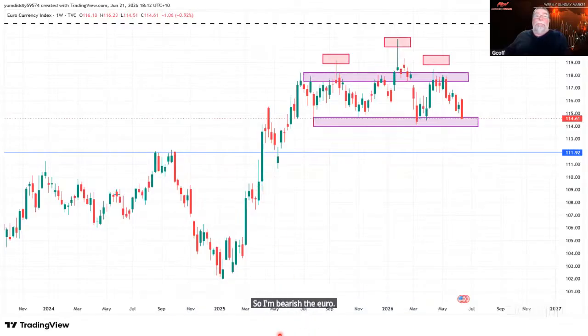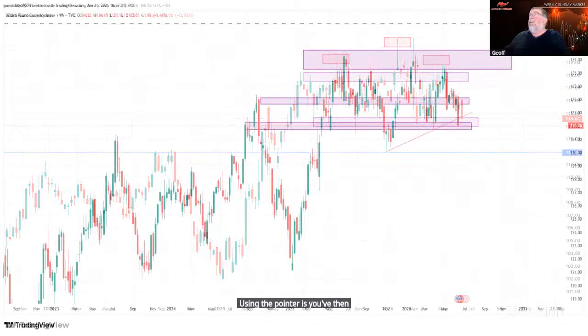Next one up. Problem with using the pointer is you've then got to go back to the arrow.